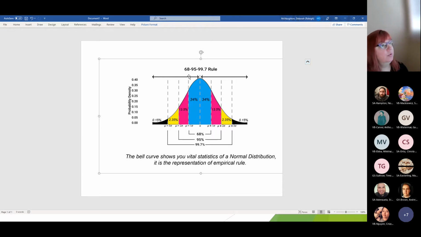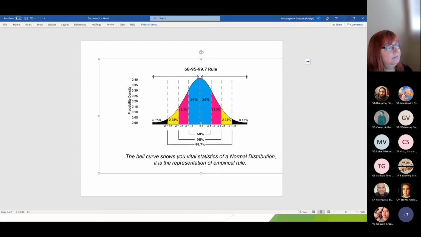So the empirical rule, also called the 68-95-99.7 rule, tells us that 68% of the data lies within 1 standard deviation of the mean, 95% of the data lies within 2 standard deviations of the mean, and 99.7% of the data lies within 3 standard deviations of the mean. So what they've done here is this first part is the 68%.